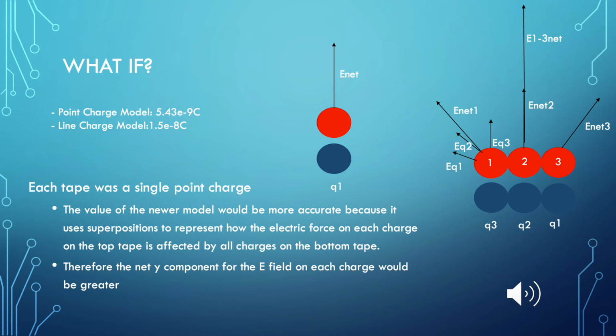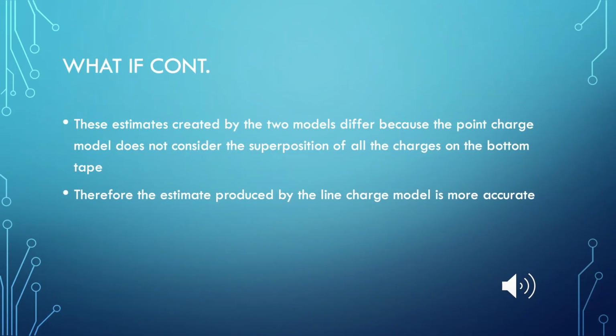As you can see, the charge discovered from this newer model, the line charge model, is much greater than the charge discovered from the point charge model. Because the line charge model properly uses superposition to represent how the electric force on each tape is affected by all charges on the bottom tape, it is more accurate, and the net y component for the E field is therefore greater. These estimates differ because the point charge model, as we previously discussed, does not consider the superposition of all of the charges on the bottom tape. Because of this, the new model, the line charge model, is much more accurate.